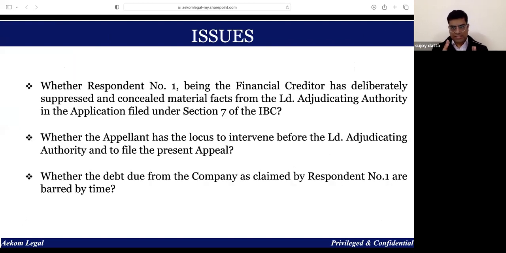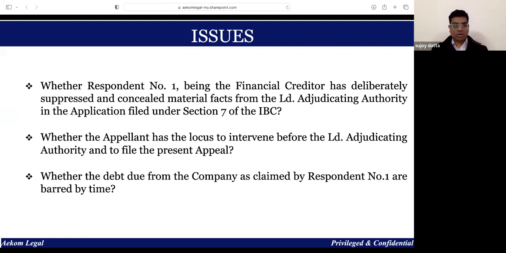So these are the facts which provide the background and the context for the issues framed, the arguments advanced, and the judgment delivered. Now, the issue that arose in this particular judgment was, firstly, whether Ashray, as a financial creditor, had suppressed and concealed material facts from the NCLT. Now, you will see that this is a question of fact. And I will encourage you to think what will be the question of law or what will be the ratio that will emerge from it.